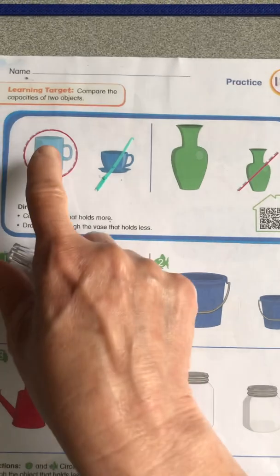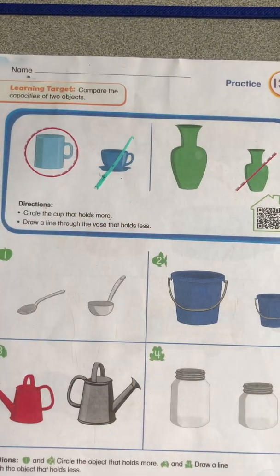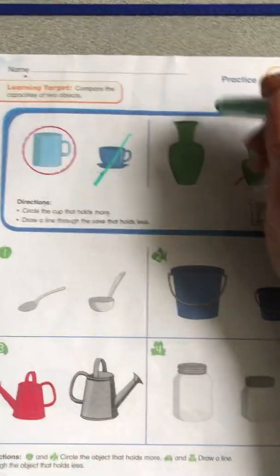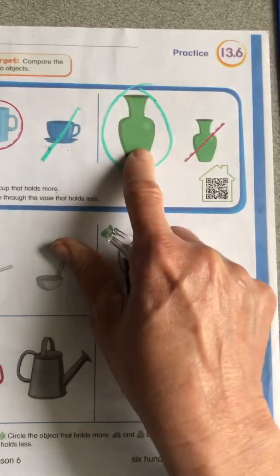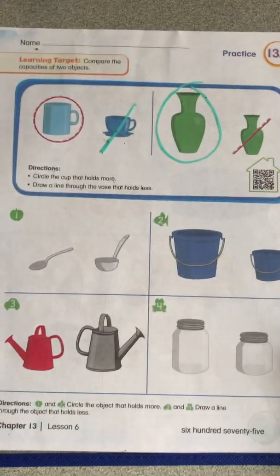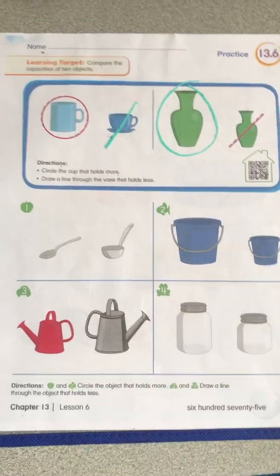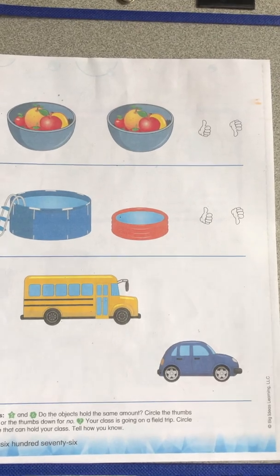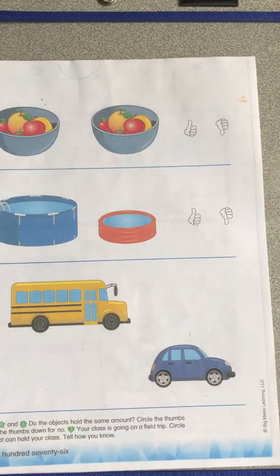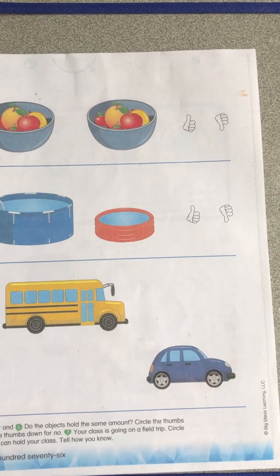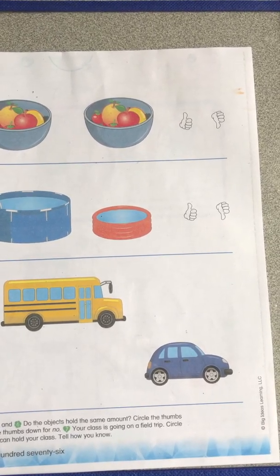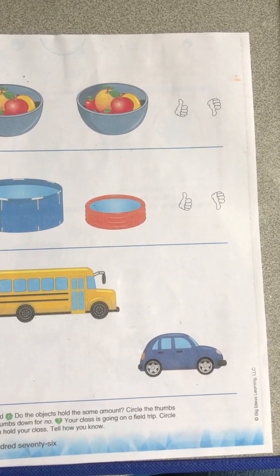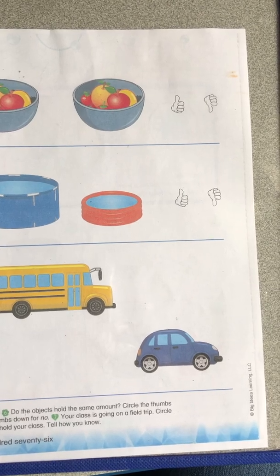How do you know that this mug holds more than this teacup? Yeah, it's bigger. This one's smaller. And then look at the vases. Circle the item that holds more, slash the item that holds less. Do the same thing down here, and then on the back side, you are comparing these two items. Really look carefully, and you're going to circle thumbs up if they hold the same amount, thumbs down if they don't. And then tell somebody in your family how you know.